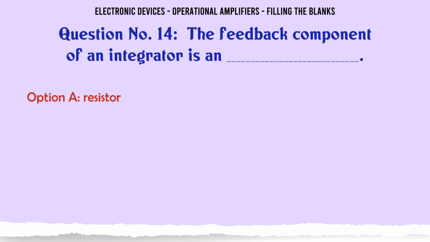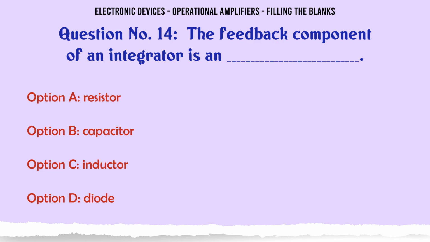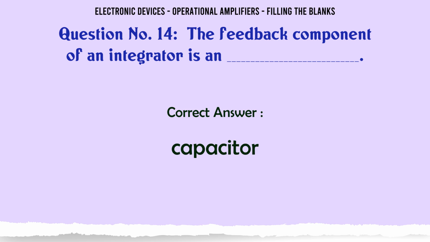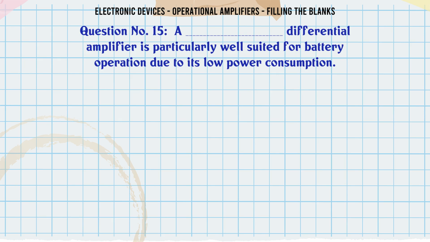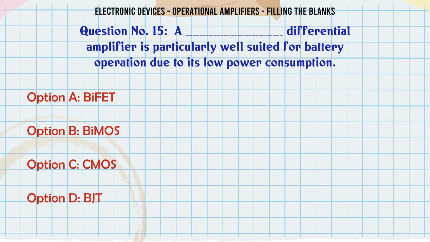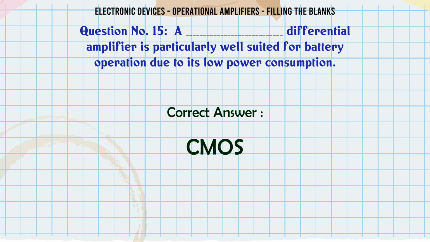The feedback component of an integrator is a A: resistor, B: capacitor, C: inductor, D: diode. The correct answer is capacitor. A differential amplifier is particularly well suited for battery operation due to its low power consumption. A: BiFET, B: BiMOS, C: MOS, D: BJT. The correct answer is MOS.